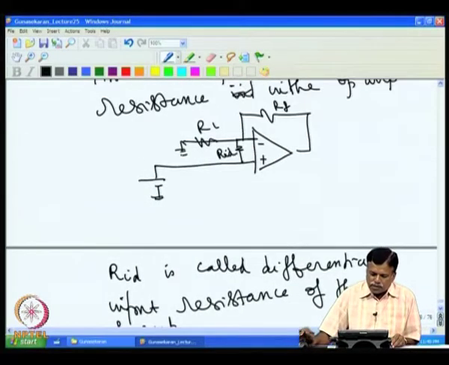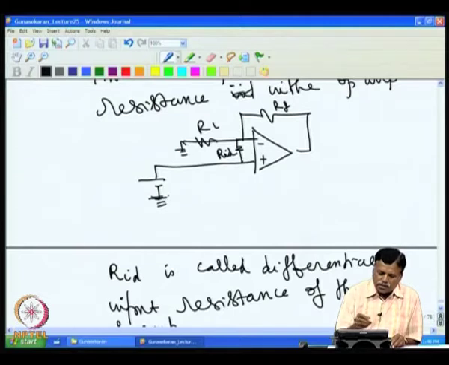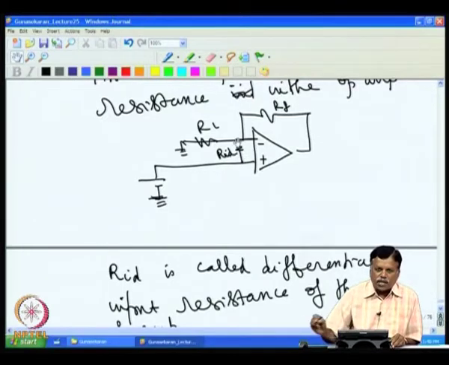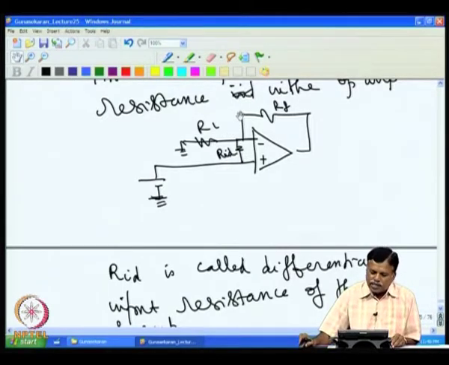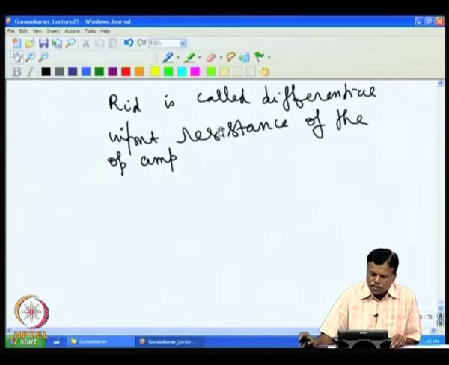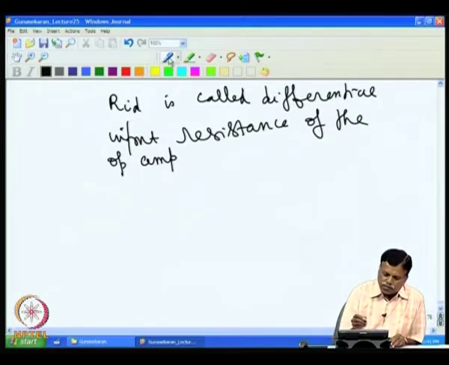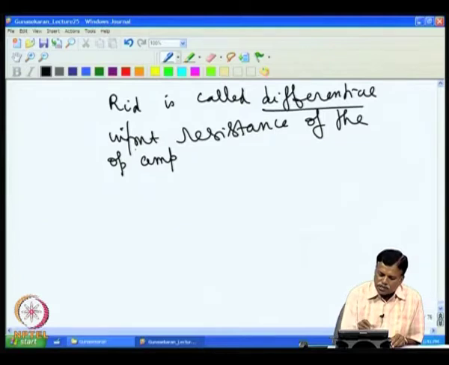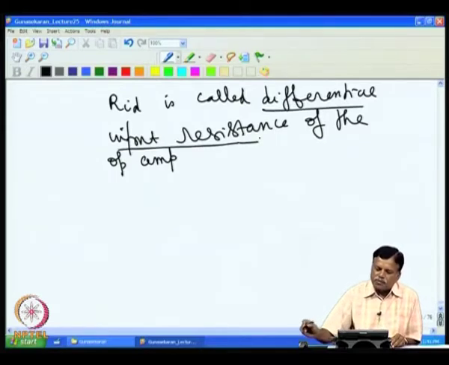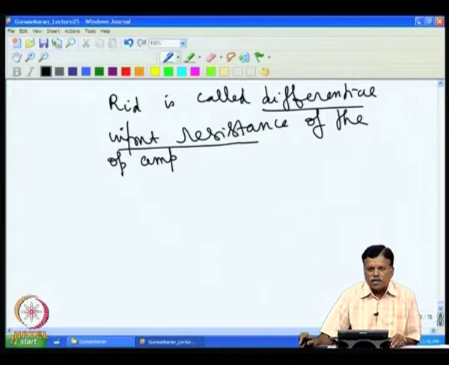So, the increase in the input voltage increases the current, and that current flows through RID. But RID is not the input resistance, it is a differential input resistance, that is the resistance present between the plus and minus input. So, now I have to find out what is the equivalent input resistance. RID is not the input resistance, it is called a differential input resistance, the resistance present between plus and minus.